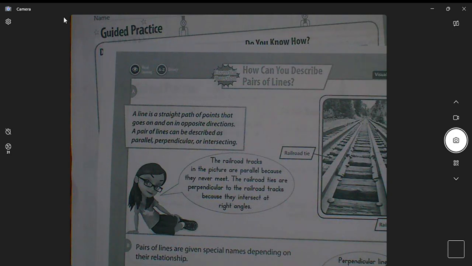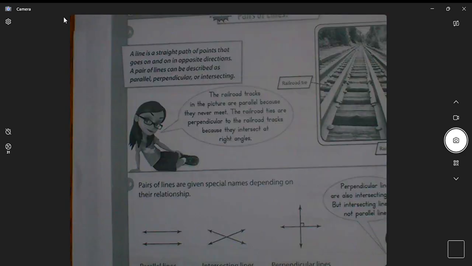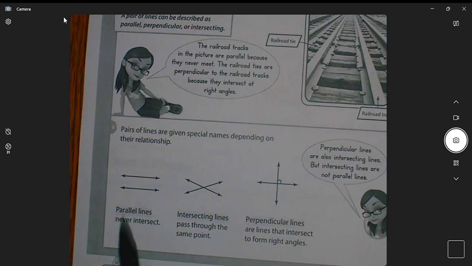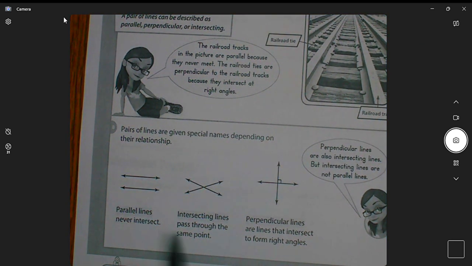Guys, welcome back. So today we're going to be talking about the different types of lines. There are 3. And when I'm talking about types of lines, I am going to be talking about parallel, intersecting, and perpendicular.